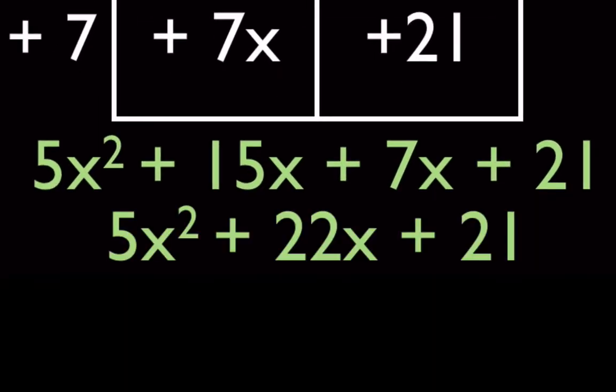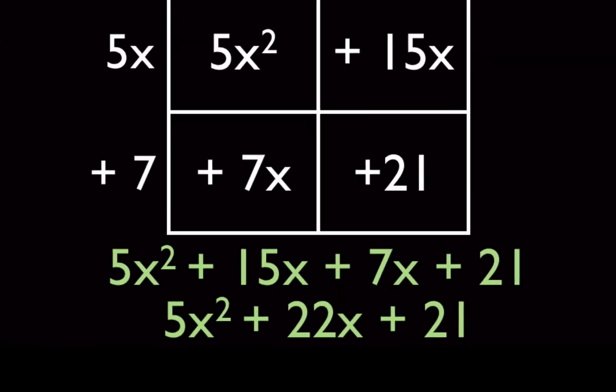Then, of course, combine like terms. 15 and 7 get combined. The other two do not because they're not like terms, and you get 5x squared plus 22x plus 21.